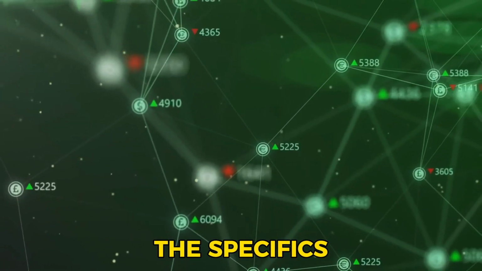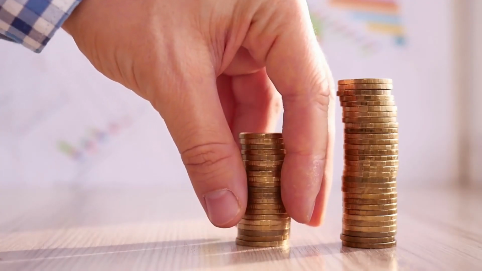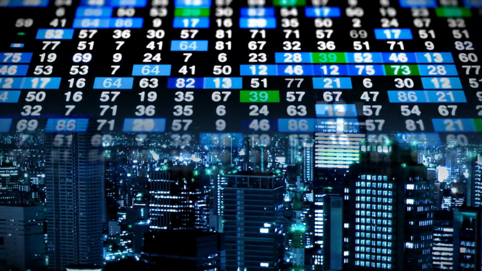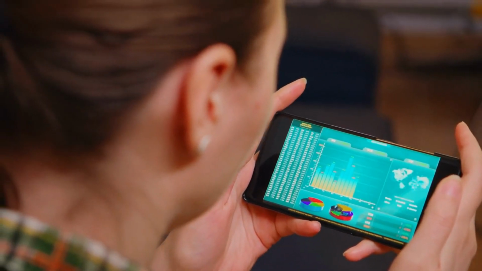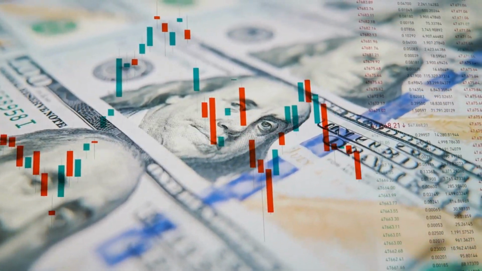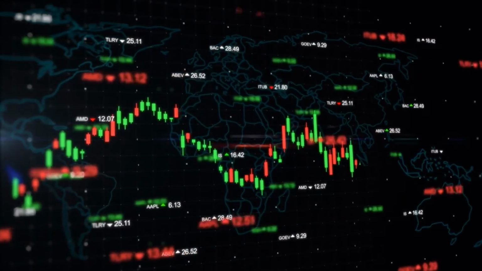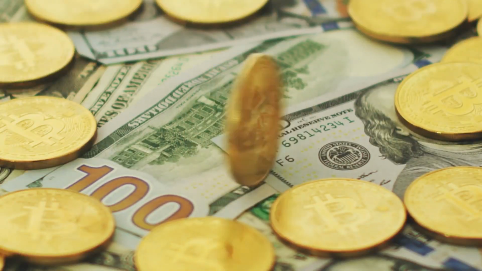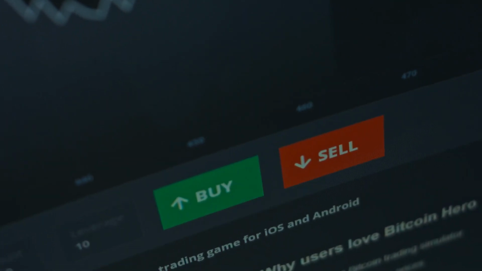Before we get into the specifics, let's understand what options are. Options are financial derivatives that give traders the right, but not the obligation, to buy or sell an underlying asset at a predetermined price within a specified time frame. The underlying asset can be stocks, indices, commodities, or even currencies. There are two types of options: calls and puts.